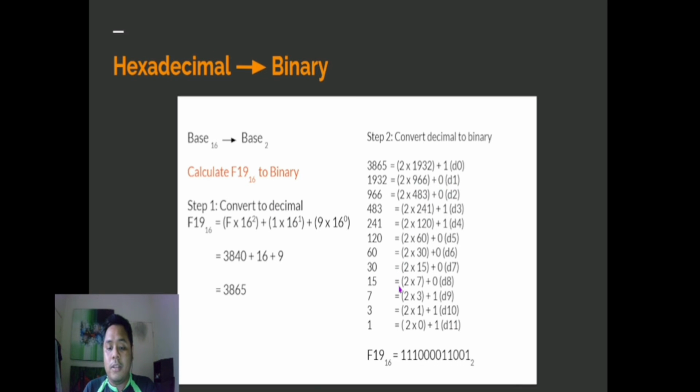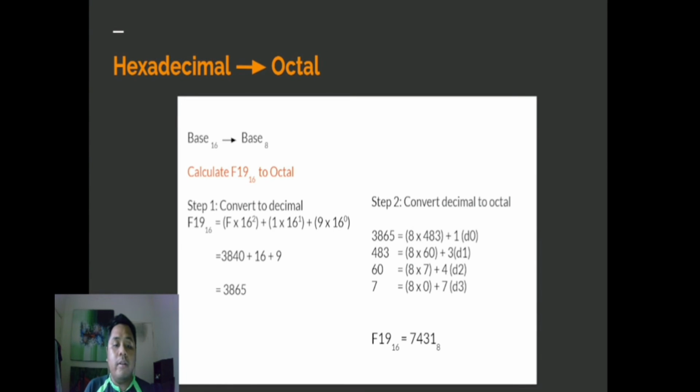So repeat the process until you get 0 for the quotient, and after that, to read the binary number, we are going to look at the remainders and read from the bottom to top, and we are going to get 1110000110001 base 2.